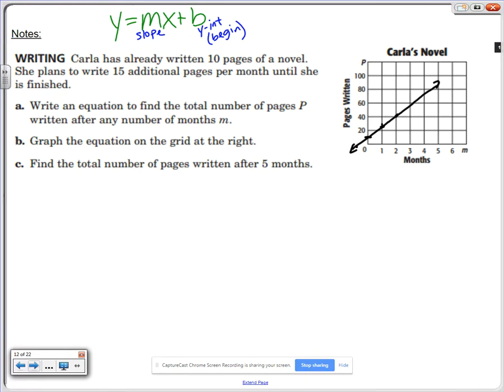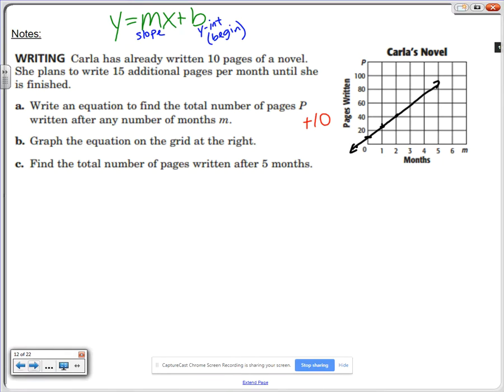Yes? Okay. So if I'm going to write this equation, the first thing I want to know is where do we start? What is the B for Carla? Where does she start? She already has 10 written, doesn't she? Is that a positive 10 or a negative 10? So I'm going to have a plus 10 in that B spot for the y-intercept. Is everybody okay? Now, what does she do every time? Does she go up or down every time? She goes up by how many? 15 per month. Does everybody see that?